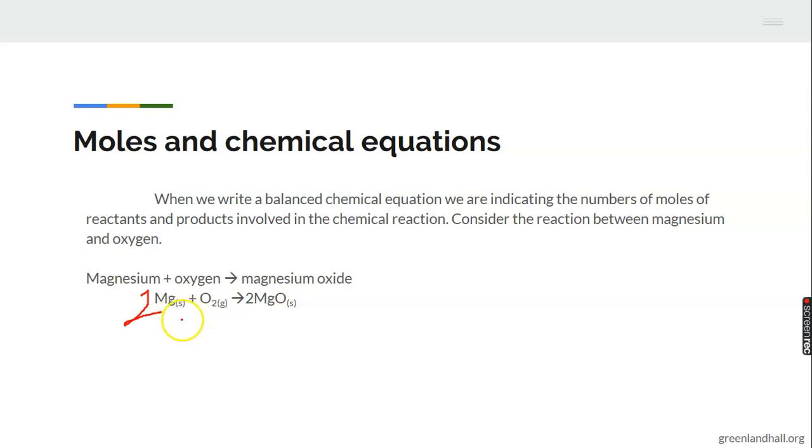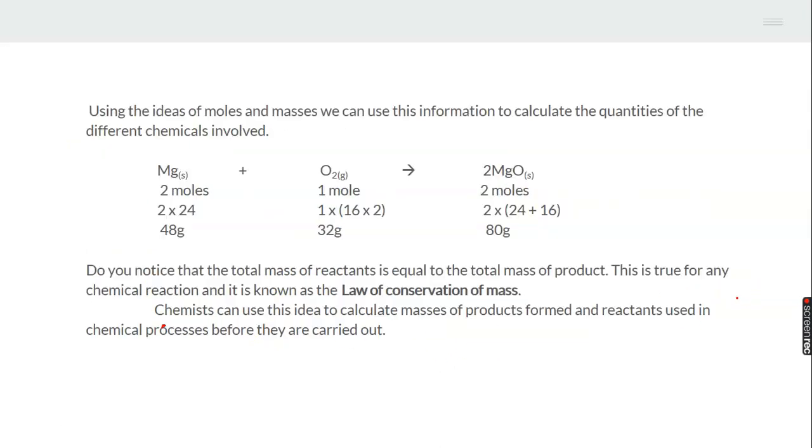So when you have two atoms of magnesium and two atoms of oxygen, it will give you 2 moles of magnesium oxide, which is what we have. That's why you can have 2 moles there. Okay, so 2 times 24 is 48 grams there.